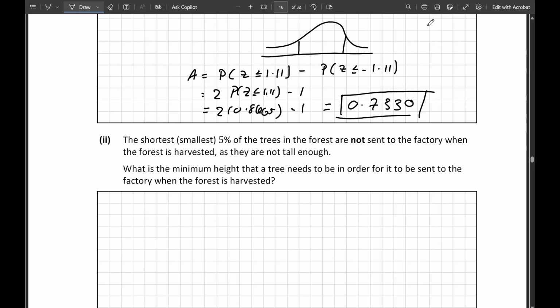So the smallest 5% of trees in the forest are not sent to the factory. Part 12: what's the minimum height that a tree needs to be in order for it to be sent to the factory when the forest is harvested?